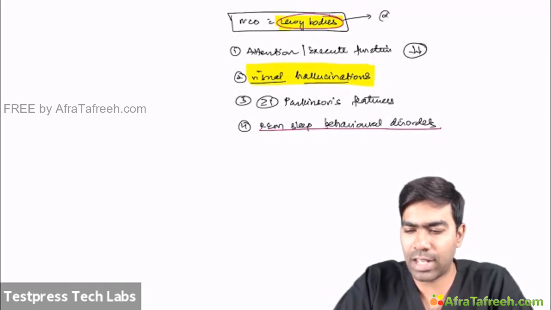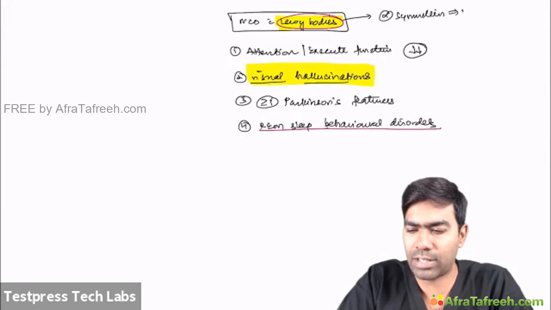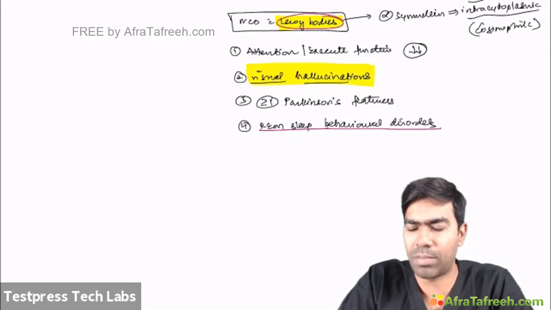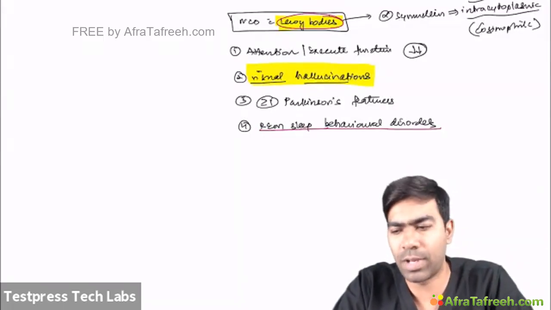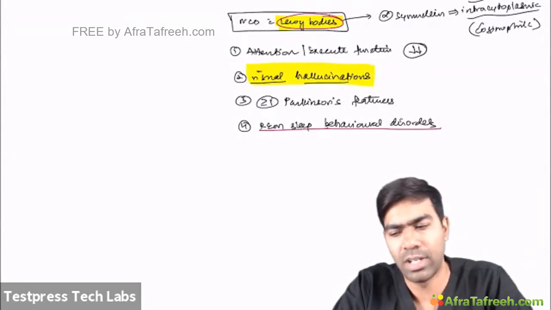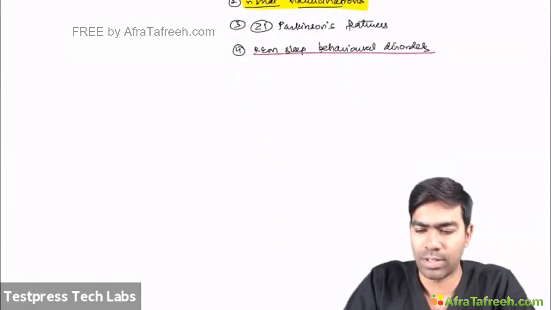And Lewy bodies are aggregates of alpha-synuclein, we know that. And these are also intracytoplasmic inclusion bodies, and they're eosinophilic in nature. Intracytoplasmic eosinophilic inclusion bodies. Remember, A-beta amyloid plaques are eosinophilic, whereas neurofibrillary tangles are basophilic. Alpha-synuclein, that is Lewy body formation, is again intracytoplasmic and eosinophilic inclusion bodies.